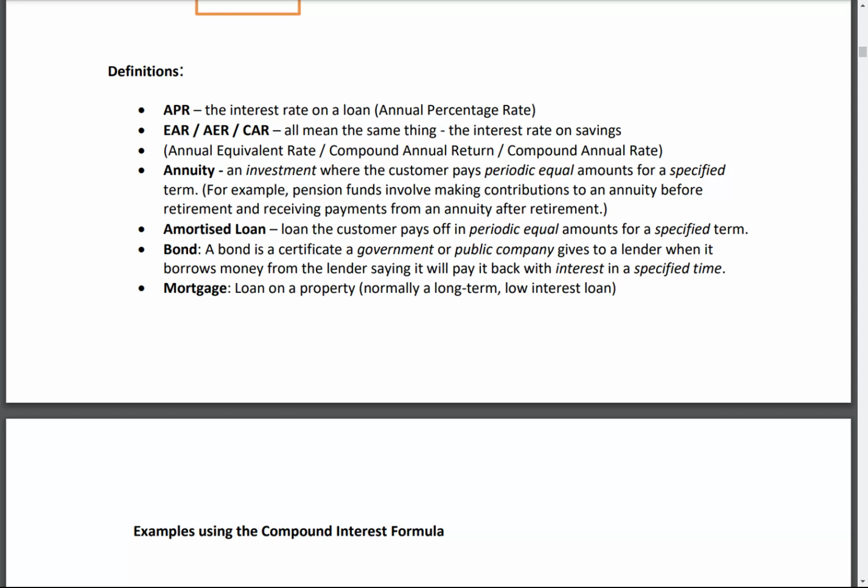You basically want to save your money with the government. So they give you a cert to say they have your money, and the terms and conditions basically are that they'll pay you back with interest at certain intervals and so on. And you can also get a bond in a company. So it's the same idea. And finally, a mortgage is simply a loan on a property. It's a special loan, normally long-term, obviously, because it's a property, and low interest.